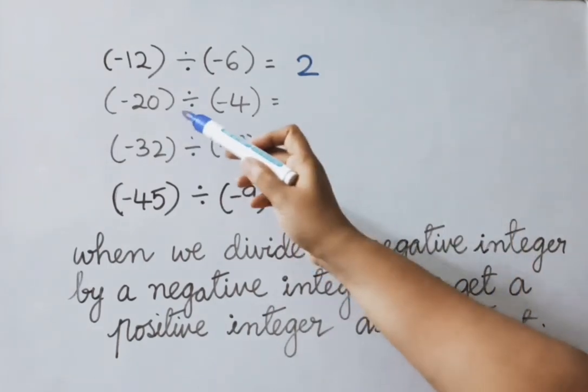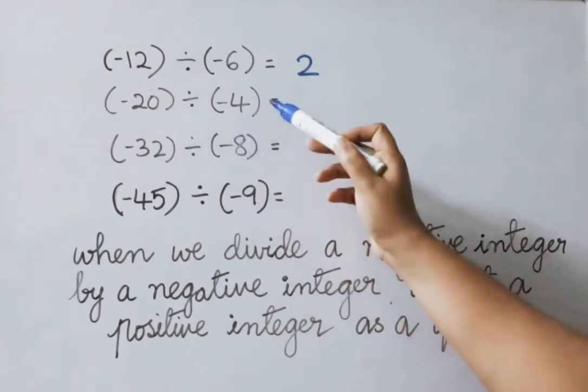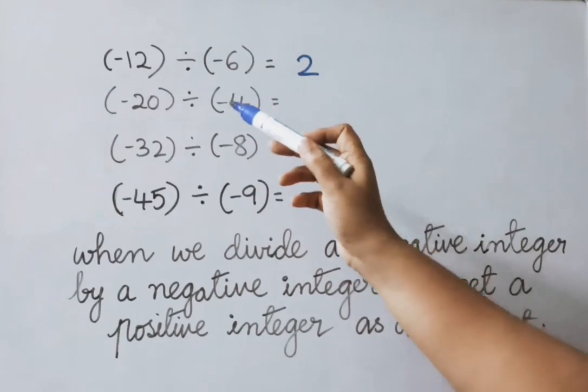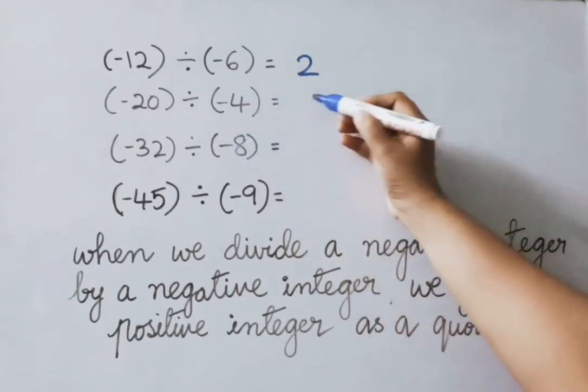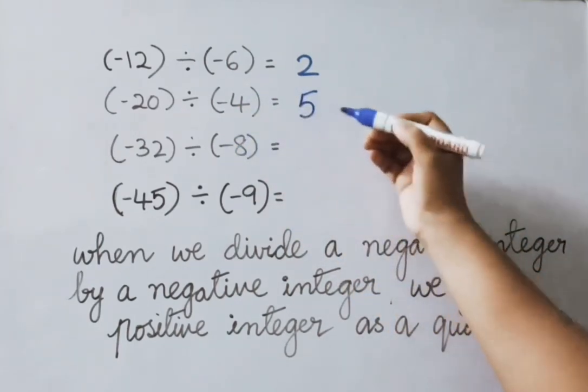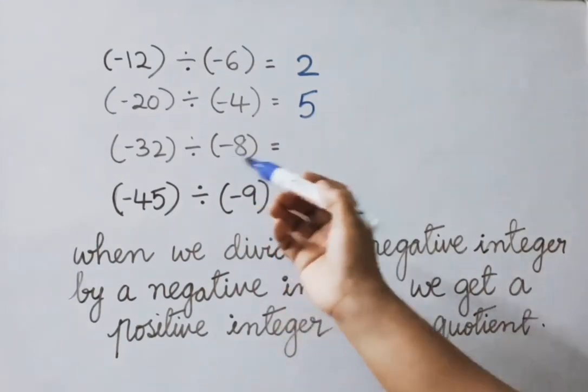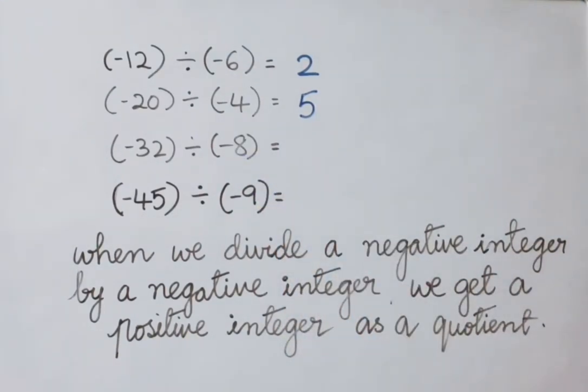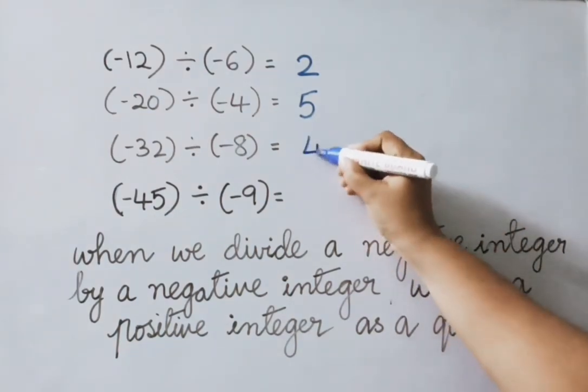See next example, minus 20 divided by minus 4. 4 table, 4 5s are 20. So the quotient is 5. See next one, minus 32 divided by minus 8. 8 table 32, 4 times. So 8 4s are 32. So the quotient here is 4.